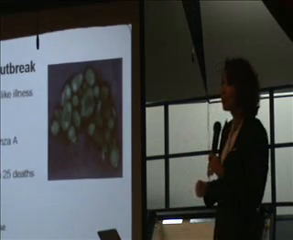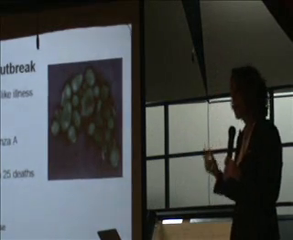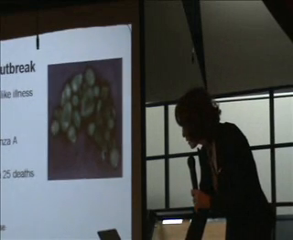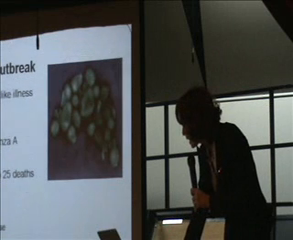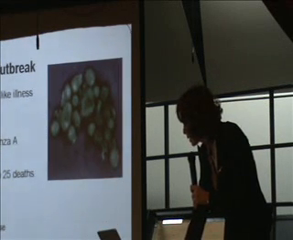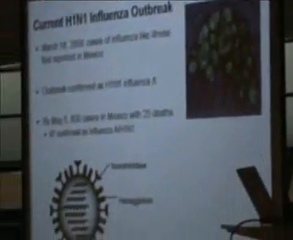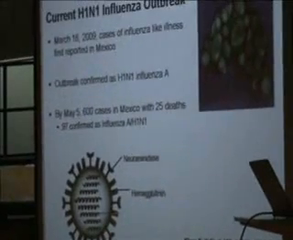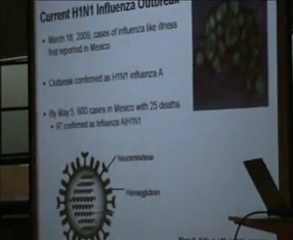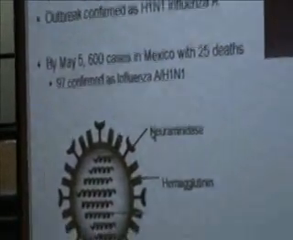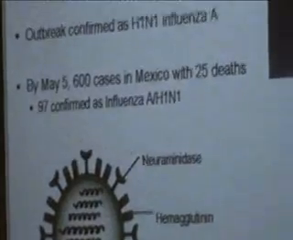To come back to how we call the virus H1N1, this is the structure of the virus. This is an RNA virus, and it has two important proteins, neuraminidase and hemagglutinin. These proteins are very important in the life cycle of the virus. So when we say H1N1, it means that this protein is a type 1, H1, and this protein is an N1. That's how the name H1N1 came about.